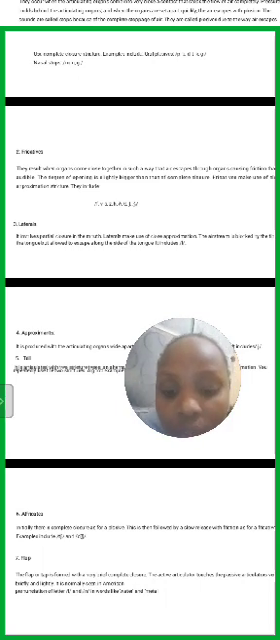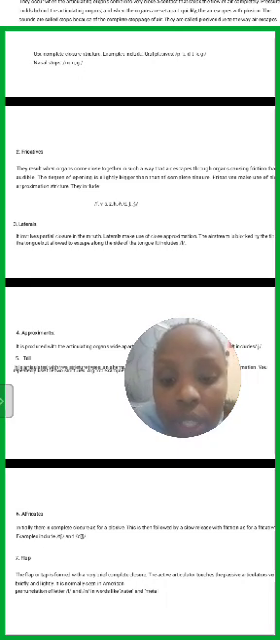Then we have the flap. A flap is formed with a very brief complete closure. For example, the t and l sounds in water or metal. So that is an example of a flap.